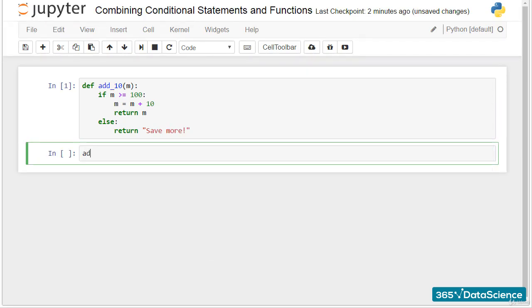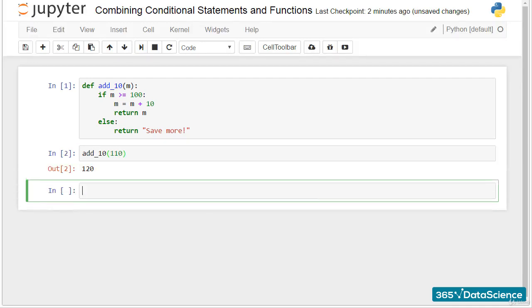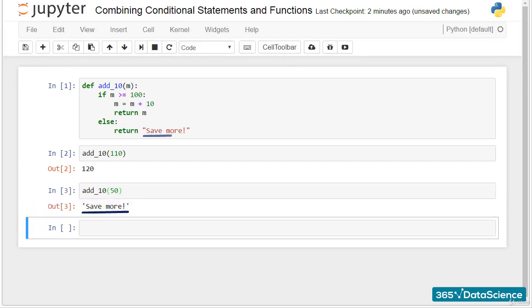Let's see if our intuition was correct. Add 10 of 110. Good, 120. And if m was equal to 50, amazing! Everything is correct.